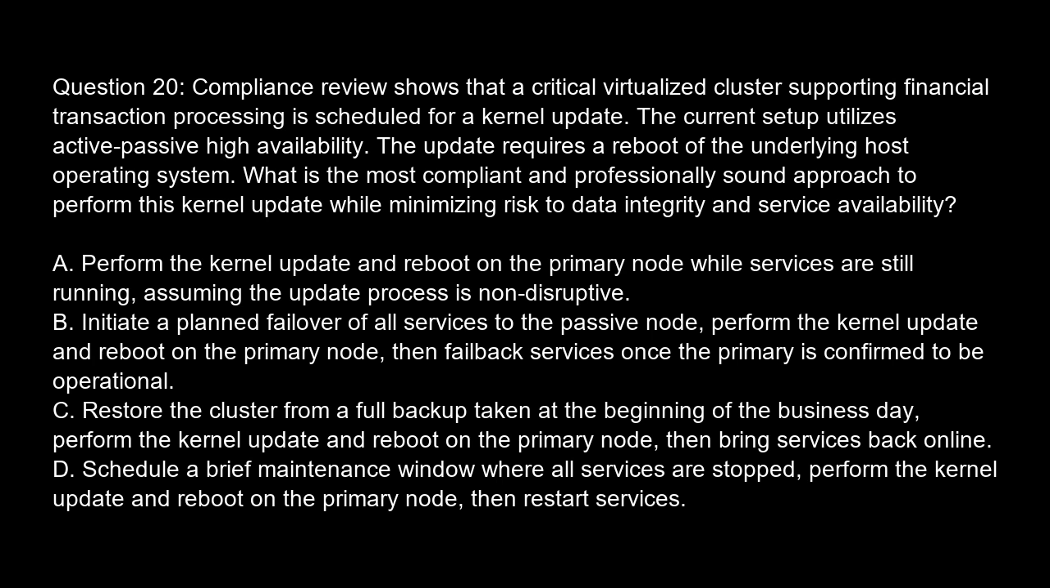Perform the kernel update and reboot on the primary node while services are still running, assuming the update process is non-disruptive. Option B. Initiate a planned failover of all services to the passive node, perform the kernel update and reboot on the primary node, then fail back services once the primary is confirmed to be operational. Option C. Restore the cluster from a full backup taken at the beginning of the business day. Perform the kernel update and reboot on the primary node, then bring services back online. Option D. Schedule a brief maintenance window where all services are stopped. Perform the kernel update and reboot on the primary node, then restart services.